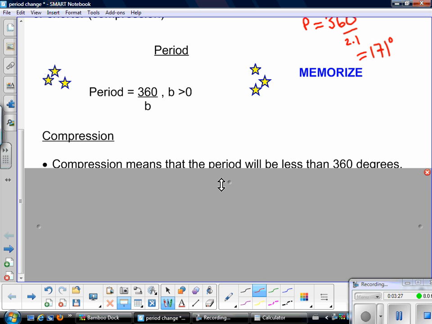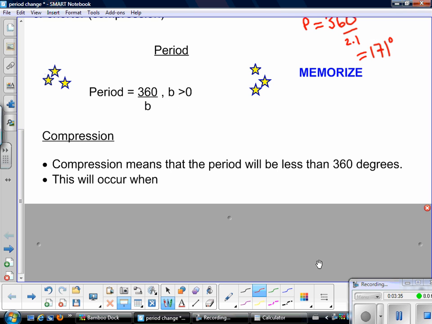The next thing we're going to talk about is what's the difference between compression and expansion when we're talking about that b value. Compression occurs when b is greater than 1. For instance, in this last example I showed you, it was 2.1. So what happened is it compressed the period. All the important x values have been multiplied, and so it takes less time to produce that period. That's what we call compression.